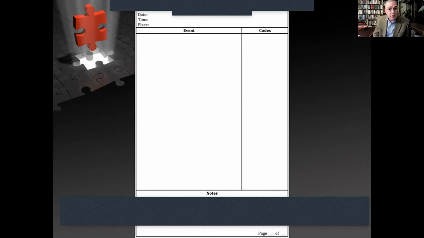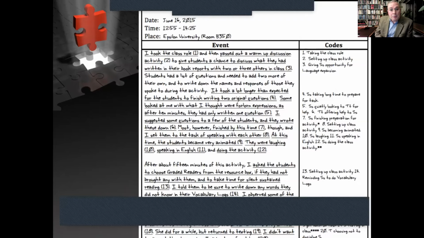With your observation, you'd have something like this, where you've got your date, time, and place, and you talk about what was done. You can underline different parts of this to start to code what other people could see and hear just along with you at this stage. You might think, well, this is not very interesting. Well, it's important that you don't start out with your biases and interpreting something. You start out trying to focus on what's going on here.